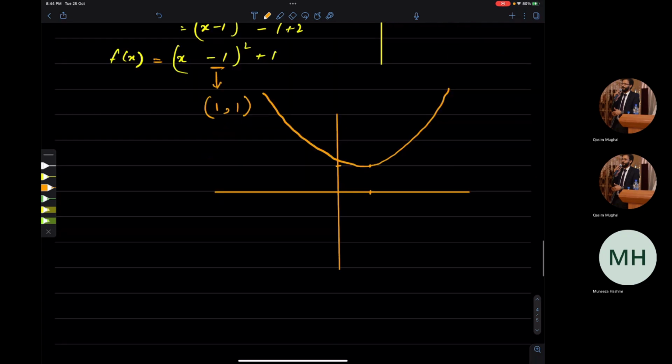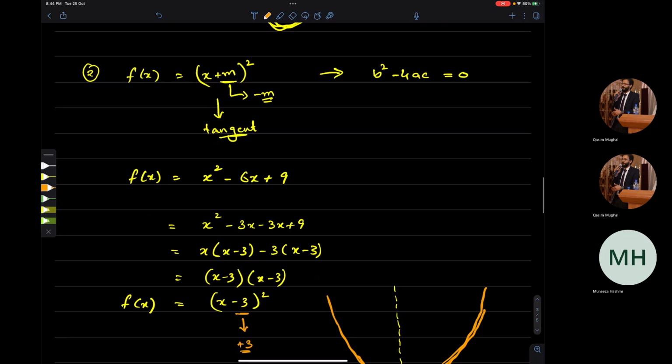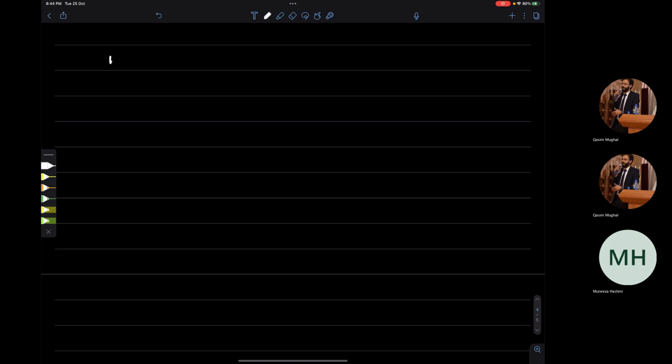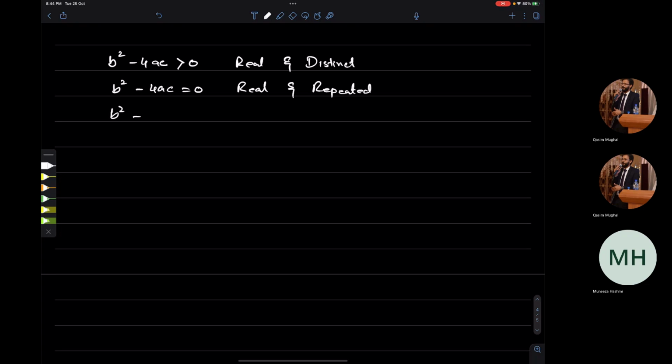Now when is this going to happen? If you go back to the previous lesson, talking about the discriminants, let me just recall them. There were three situations. B squared minus 4ac is greater than 0 means you have real and distinct roots. B squared minus 4ac equals 0, you have real and repeated roots. If b squared minus 4ac is less than 0, then you have complex roots.